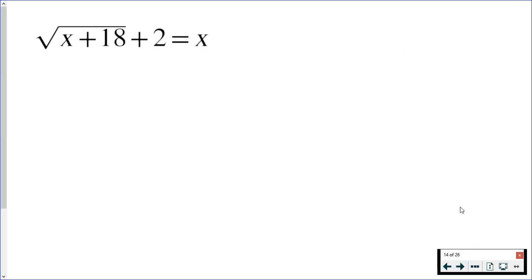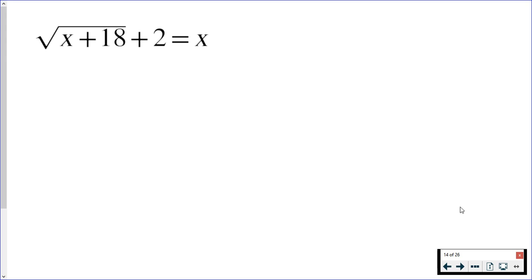So remembering your steps, you want to isolate the radical, and then you want to get rid of said radical. This time, we've got the square root of x plus 18 with a plus 2 added to it. That does not equal x plus 20. Please do not do that. And this is all equal to x.